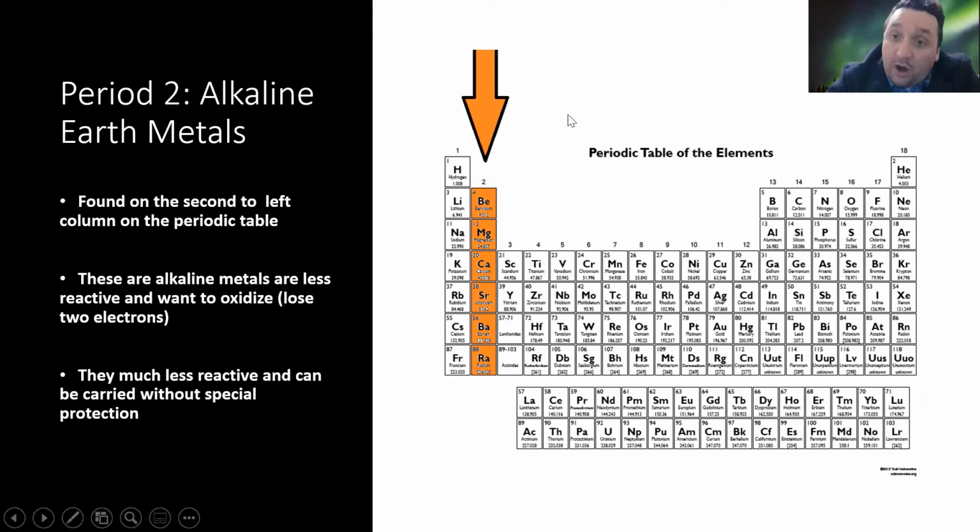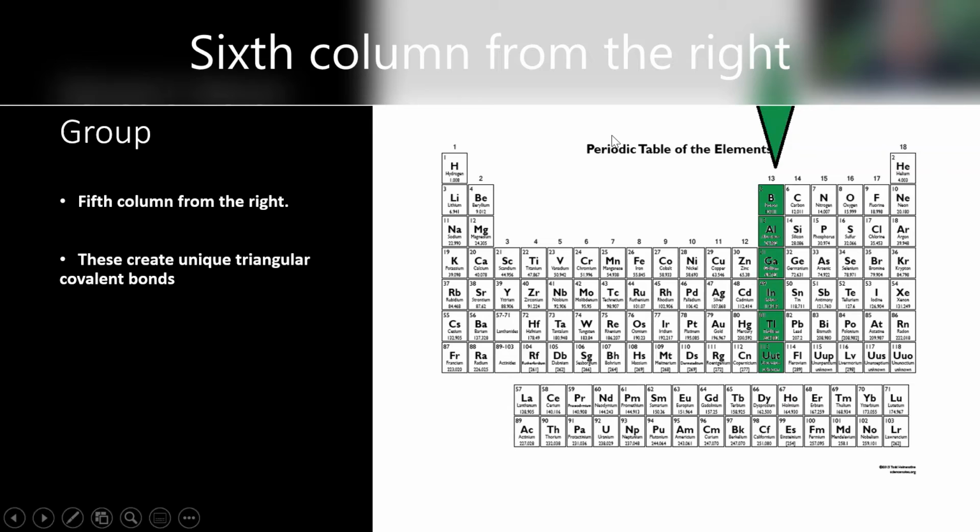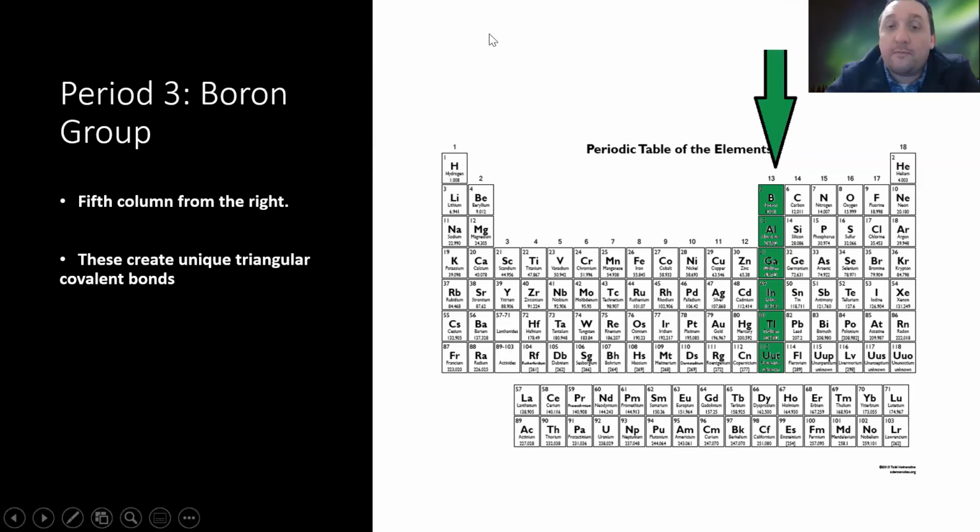Now we're going to jump all the way over to this other column here, and we're going to go to group 3, the boron group. The boron group, 5th from the right, is unique because it has 3 outside electrons and it wants to share these. Covalent bonds mean sharing, and it creates these unique triangular bonds with other materials. Boron, aluminum, gallium are the most common examples.